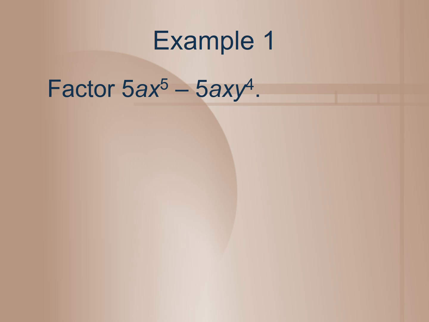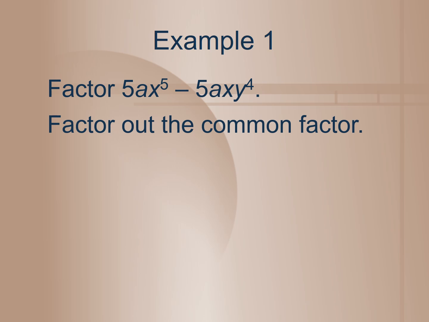So let's look at an example. We have 5ax to the fifth minus 5axy to the fourth. Your very first step when factoring is what we learned at the very beginning of this unit. No matter what, if you're factoring a binomial or a trinomial or even a special case, the very first thing that you do is look at each term to see if there is a GCF that you can factor out. So this is a binomial, and you'll notice that I have a 5 that I can factor out, an a that I can factor out, and an x that I can factor out. So we'll begin with that.